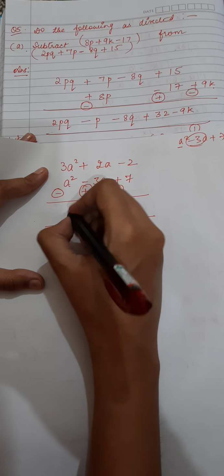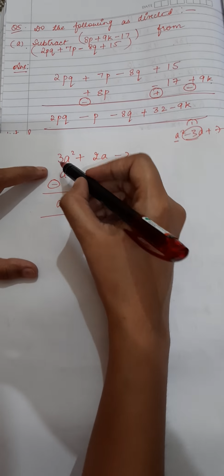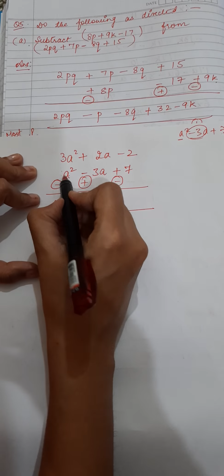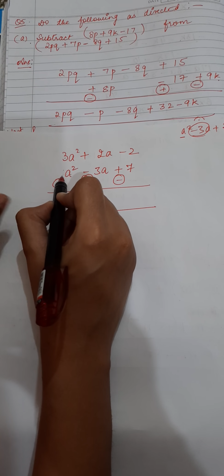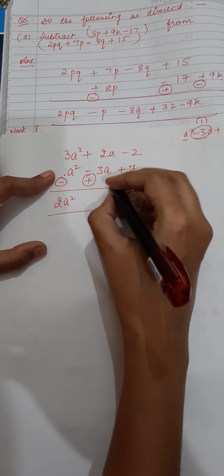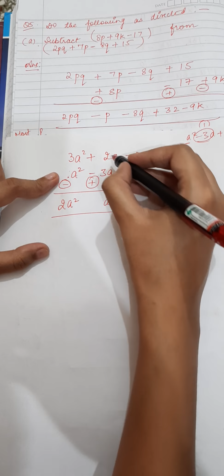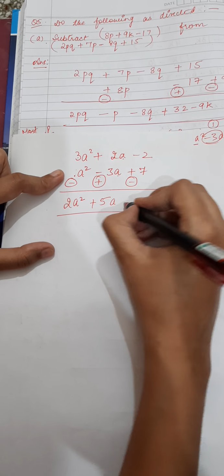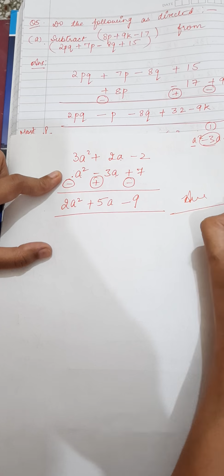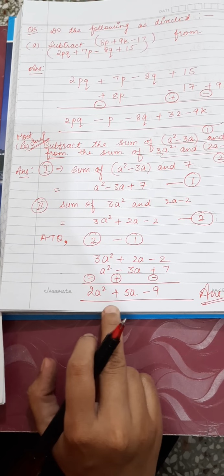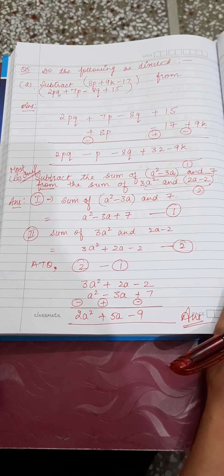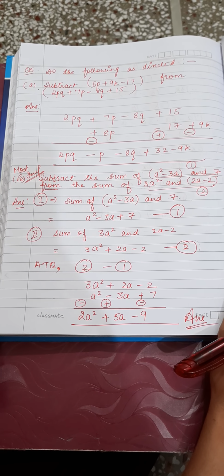Now a square, this will also be a square. 3 minus 1, what will come? 2a square. No coefficient is there, that means the coefficient is 1. A variable is there, so I am going to write here a. Plus 2 plus 3 is going to give you plus 5a. And this is going to give you minus 9. And this is your answer. You can see the solution here. This was your exercise 5.7. Complete this exercise 5.7 in your notebooks. Thank you.